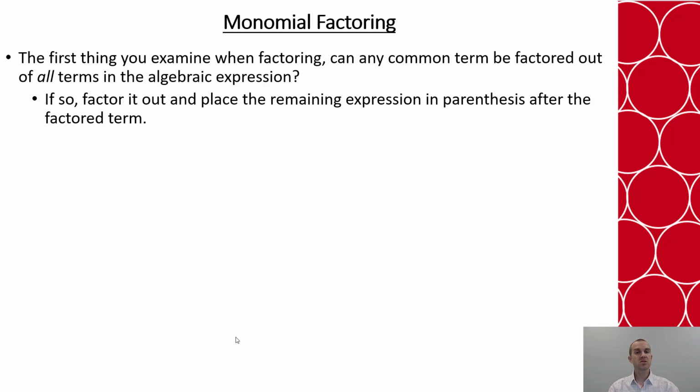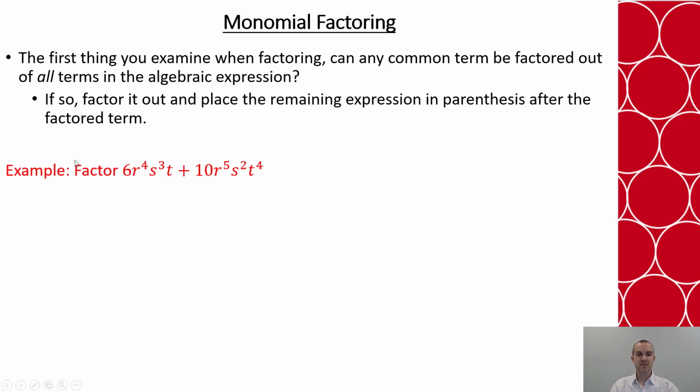Now normally we start factoring by first looking for monomial factoring within the expression. This means, can we find any common term that can be factored out of all the terms in the expression? This is really the first step we do for any type of factoring. Get rid of the monomial, factor it out to start with. And then we're going to take what's remaining and group it together in a set of parentheses. And then we'll see if we can factor some more after that.